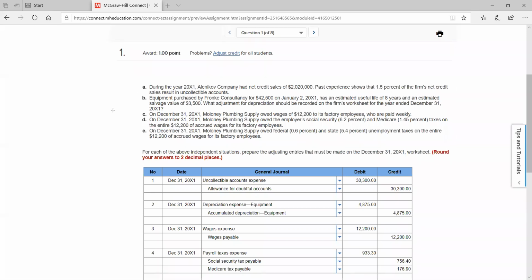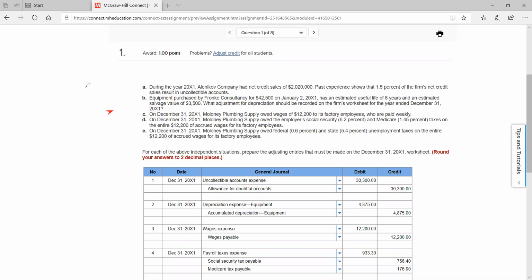All right, on the first one, we're going to have what they call a bad debt adjustment. So we have some credit sales. So as you all know, that's going to be accounts receivable. And it says that in this problem, 1.5% of those are going to be uncollectible. So sometimes you do have credit customers who do not pay. So what you have to do then is estimate, this is the matching principle, how much of those credit sales you can't collect.